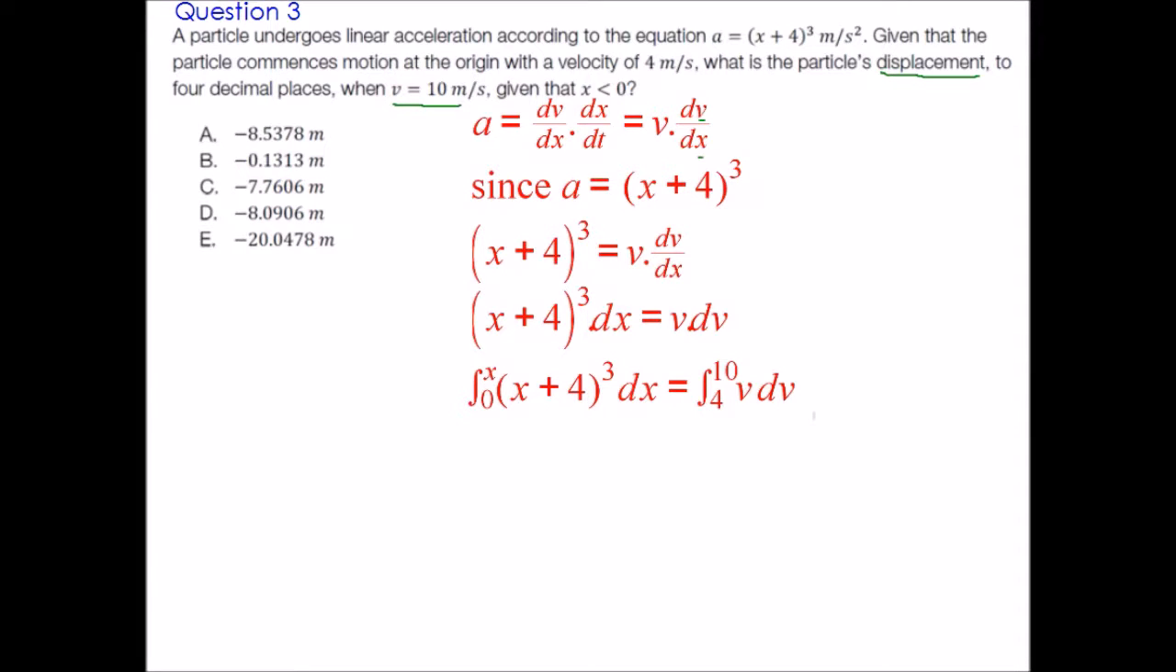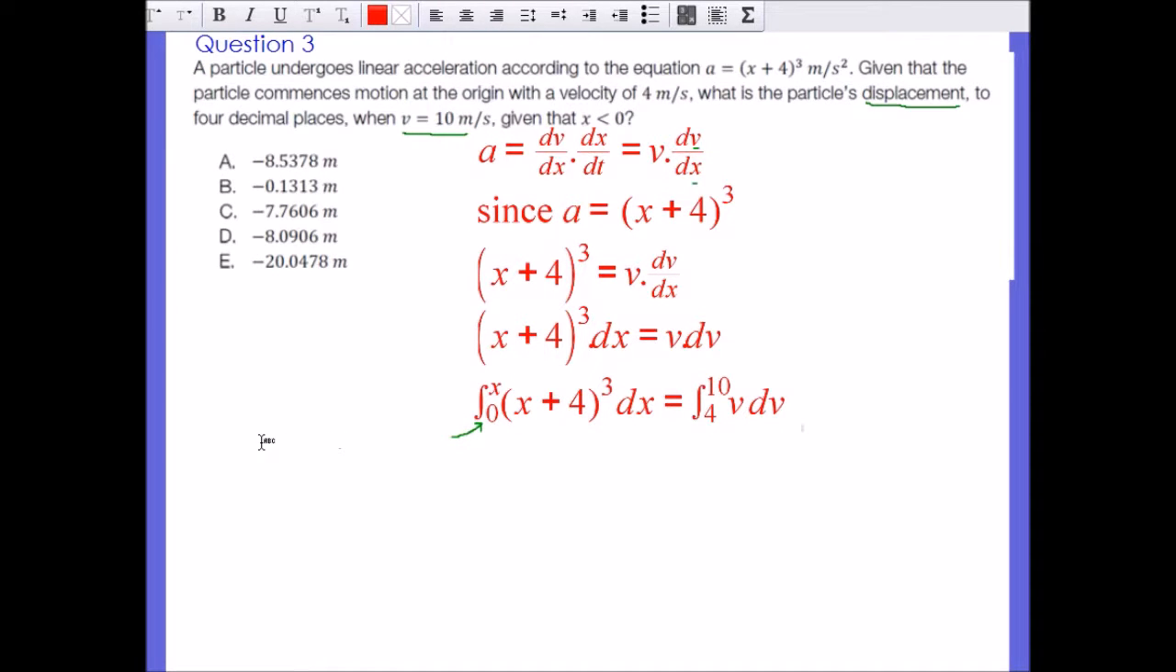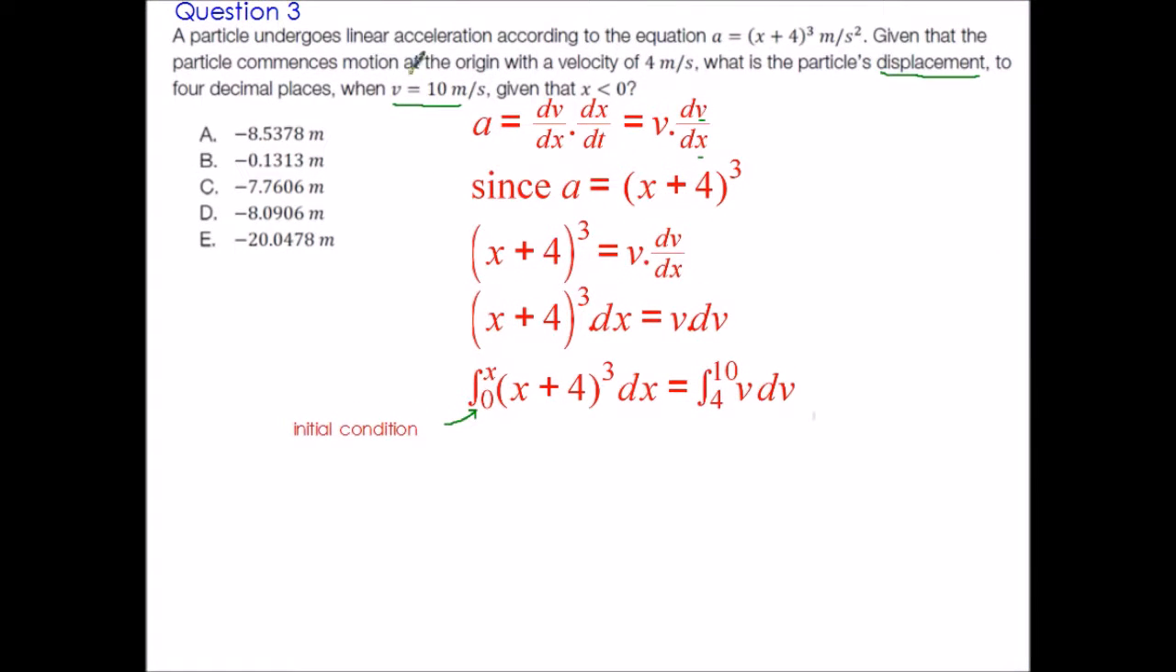So the way we do it is the lower limit here, that's where we put our initial conditions in. We put the initial condition for x and for the corresponding v value. So we know initially the value for displacement is 0 because it is a motion commencing from the origin. That means x is 0 at the origin.